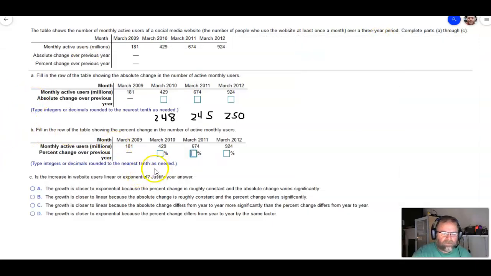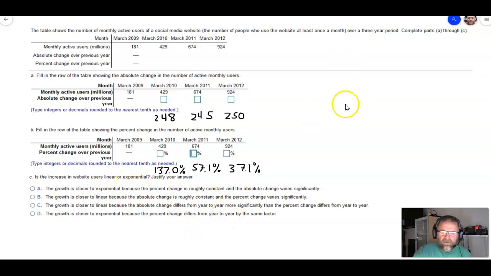So this is going to be a 137.0%. The next one for this one right here is going to be a 57.1%. I'm sorry, I misspoke, that should be a 57.1. And the last one will be a 37.1%. All right. And the last thing says, is the increase in website users linear or exponential?